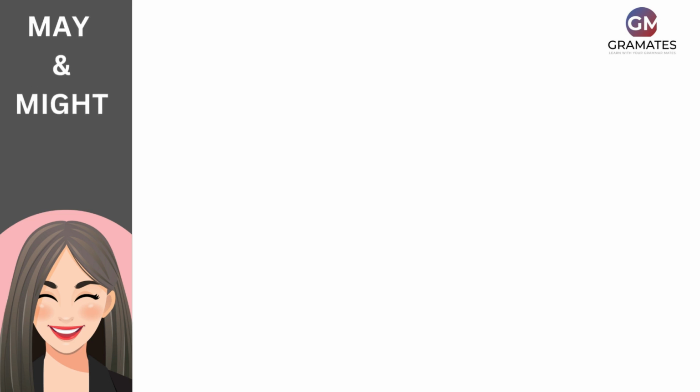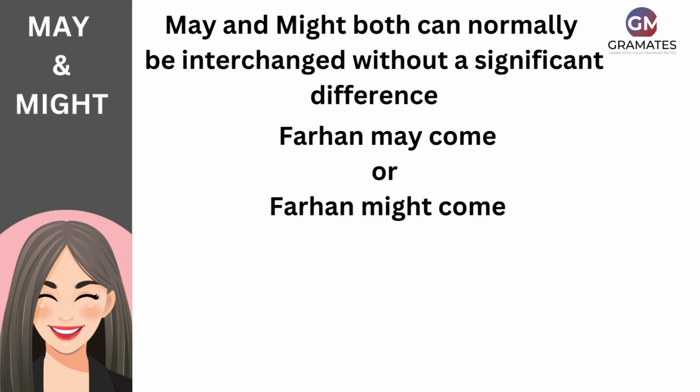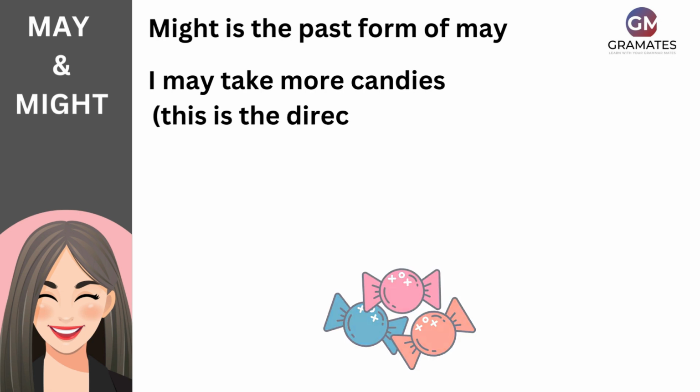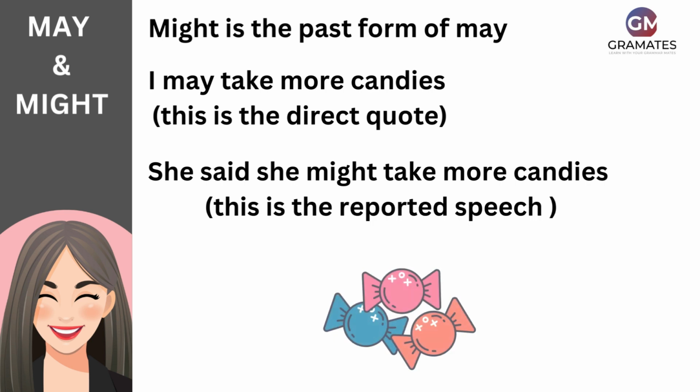Now it's time to learn about may and might. May and might both can normally be interchanged without a significant difference. For example, Farhan may come, Farhan might come. Somewhere or the other, we know that might is the past form of may. For example, I may take more candies. Now, this is the direct quote. She said she might take more candies. This is reported speech.